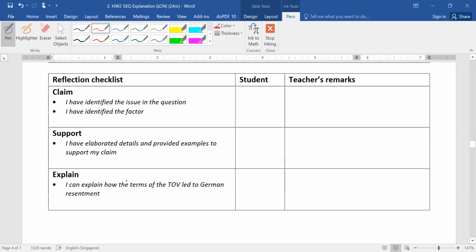So just a quick checklist again. For the essay: claim, support, and explain. By the end of this exercise, you'll be quite familiar with the 3 parts of the essay paragraph. Please ignore this one. This is wrong. It should be about the LON weakness.